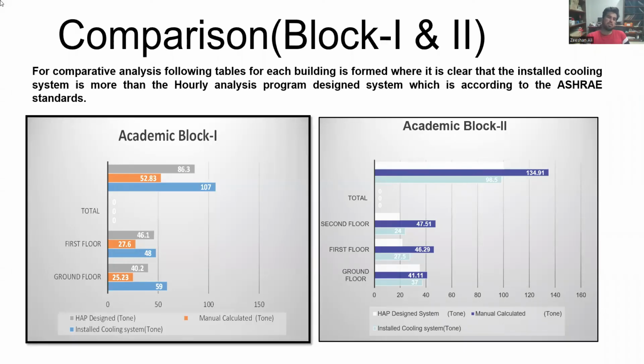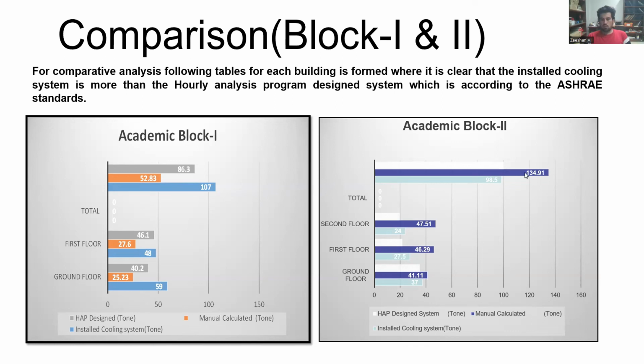Now here we did a comparative analysis of our manual calculation, the HVAC design system through simulation, and the installed system of Sukkur IBA. This color shows the installed cooling system at Sukkur IBA, this one shows the manually calculated system, and this one shows the HAP designed simulation system.